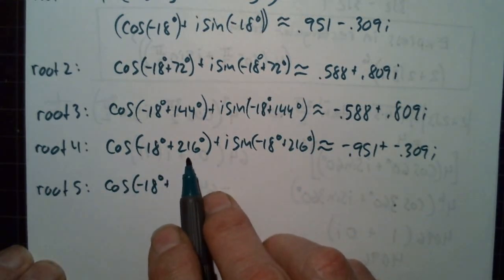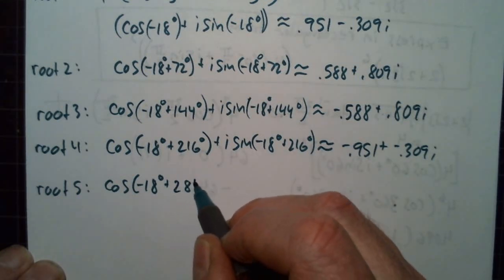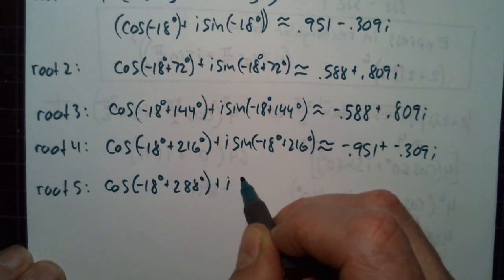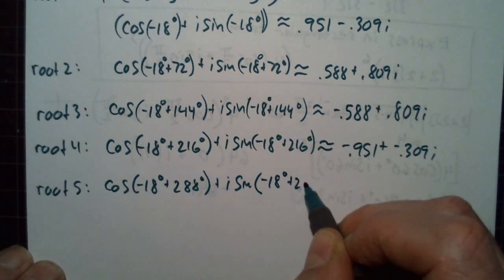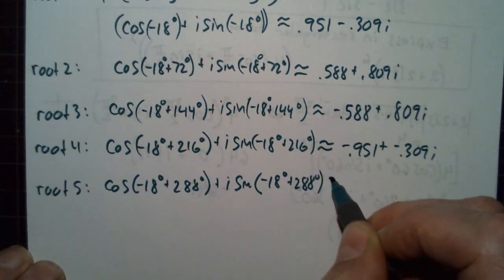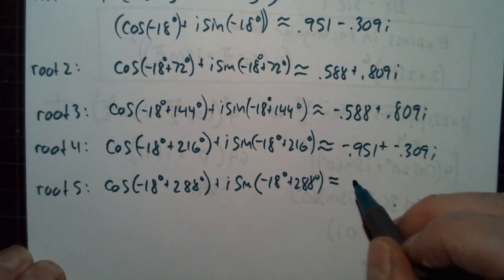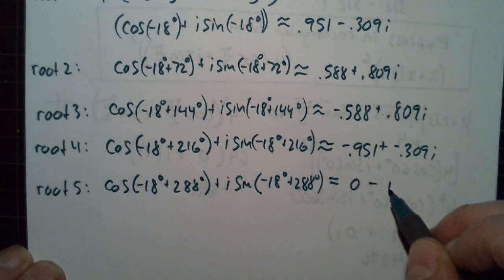So we've already added 216. We have to add another 72 to that. So that's going to be 288. And that gives us 0 minus i.